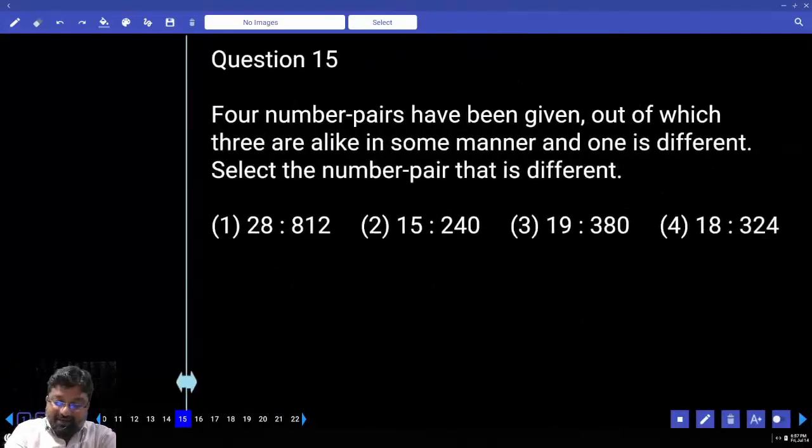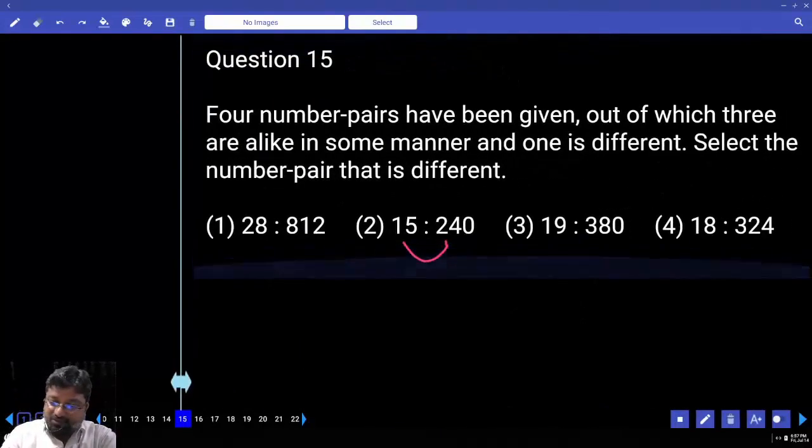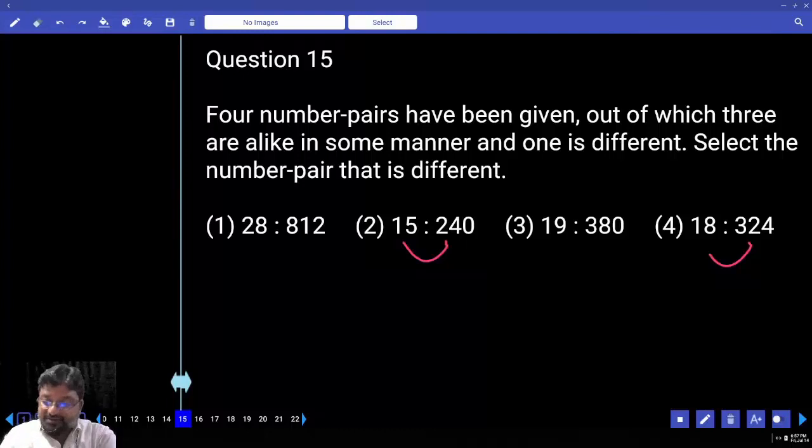If you had learned multiplication tables, by looking at these two and these two, you will tell what the answer is. If you learn multiplication tables, by looking at the second and third options, you will say what is the answer. If you don't know multiplication tables, this question becomes very difficult for you, very difficult.